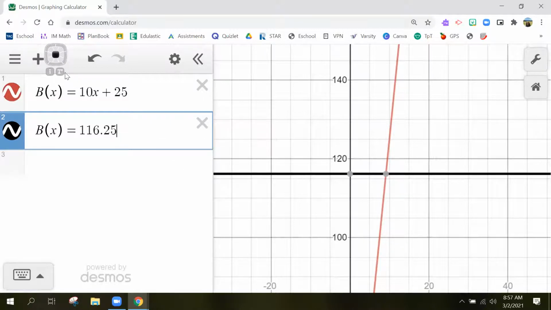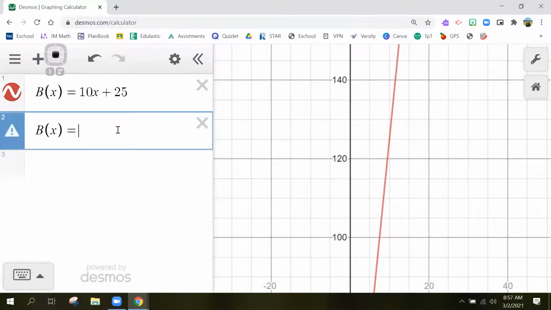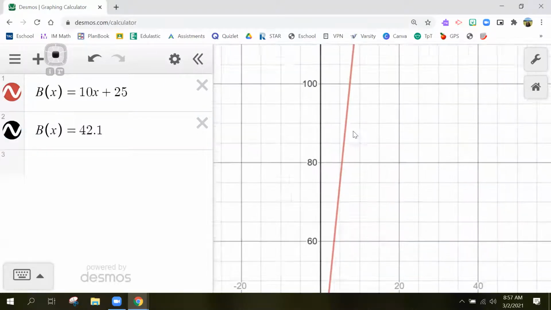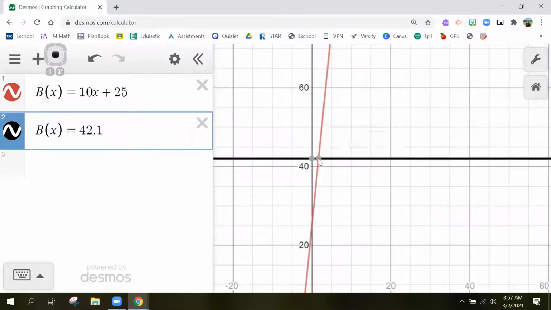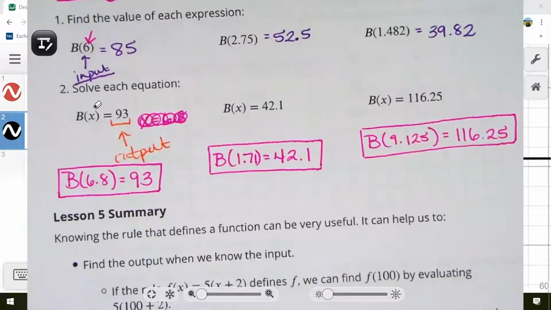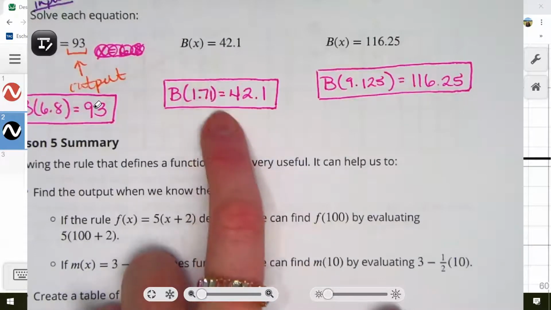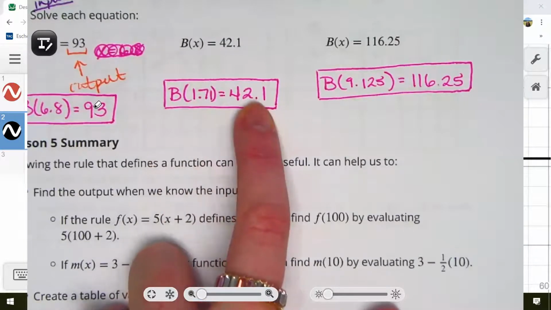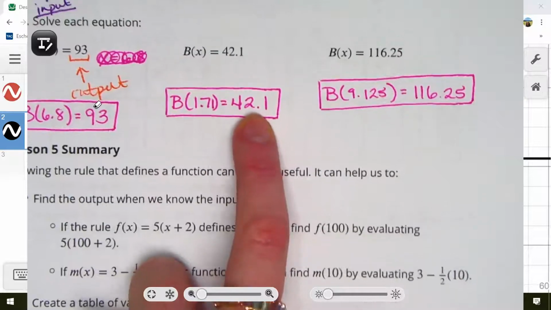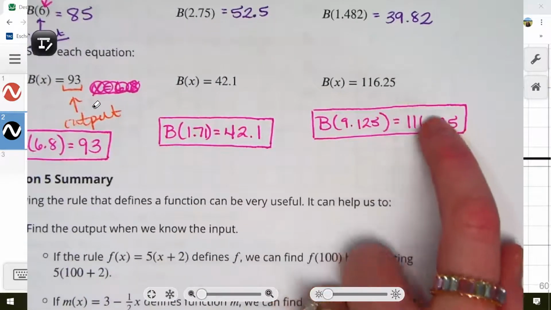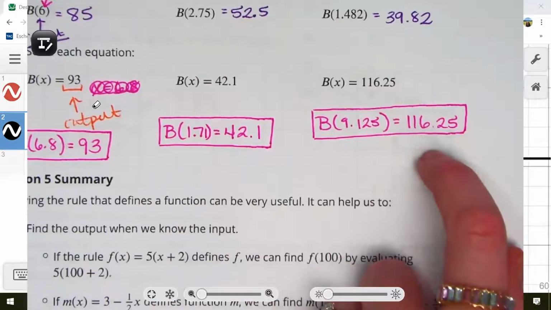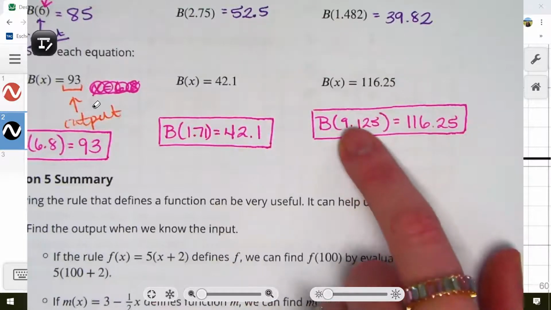So when the output is 42.1, what is the input? 1.71. So you need to have written it like this. All right. And when the output was 116.25, what is the input? 9.125.